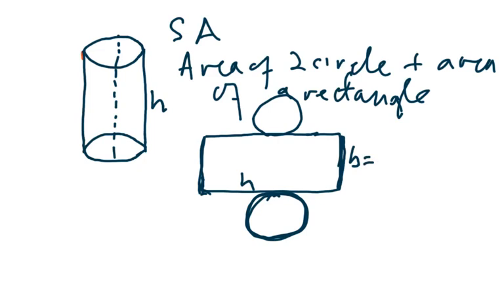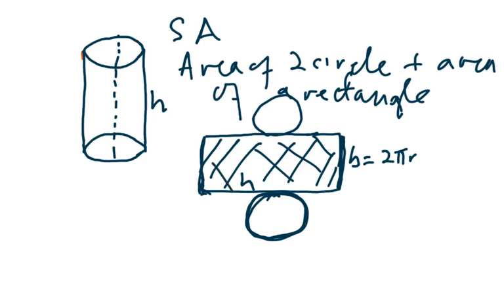That's why the base is equal to 2 pi r, which is the length of the circumference of any given circle, the formula for circumference of a circle. Therefore, the area of this rectangular shape that has been developed from the opened cylinder would be given by the length multiplied by the base. And this would be, in our case, b multiplied by h.